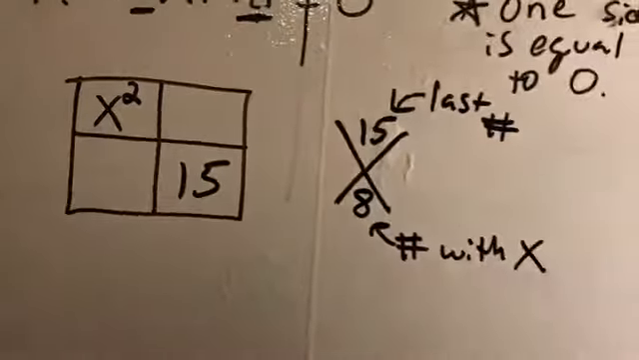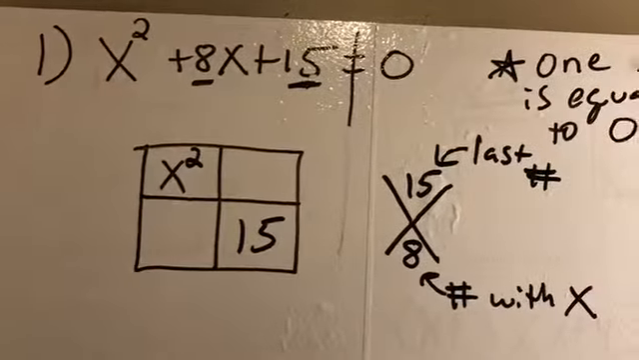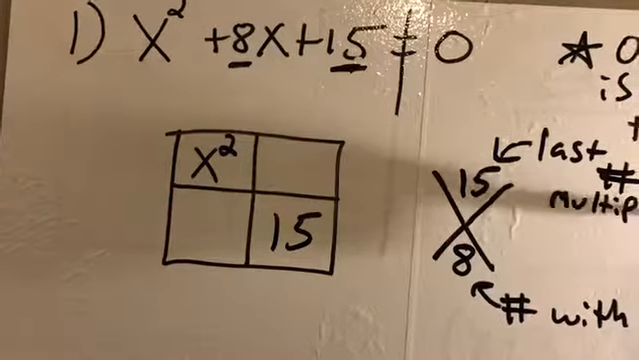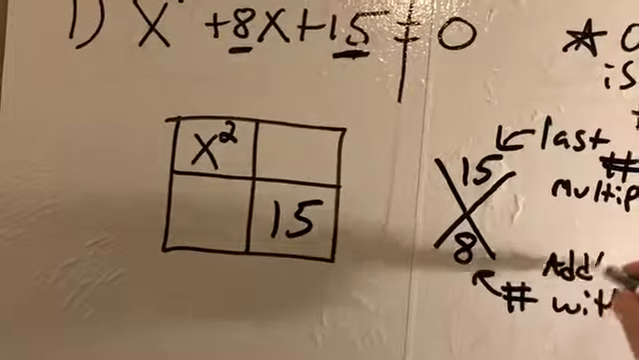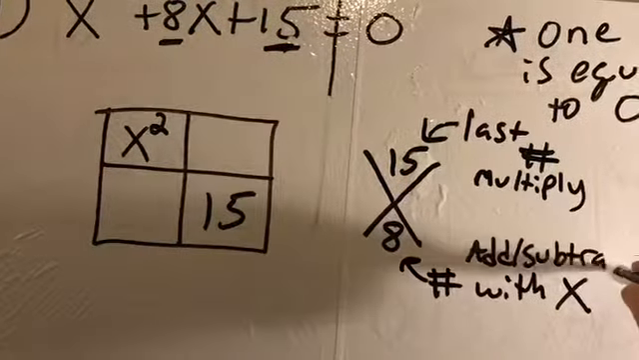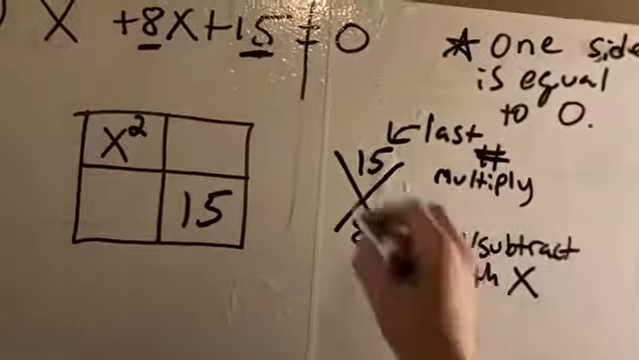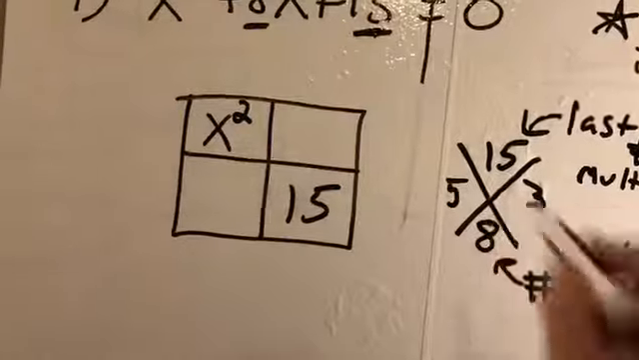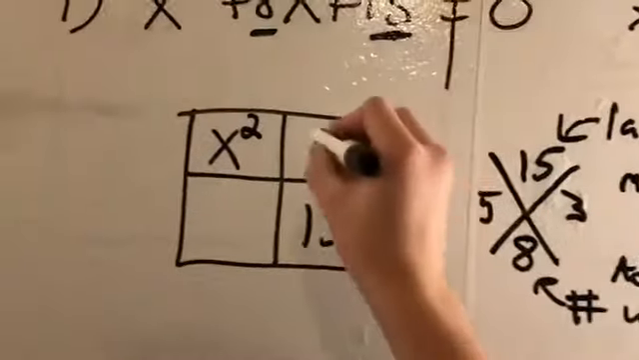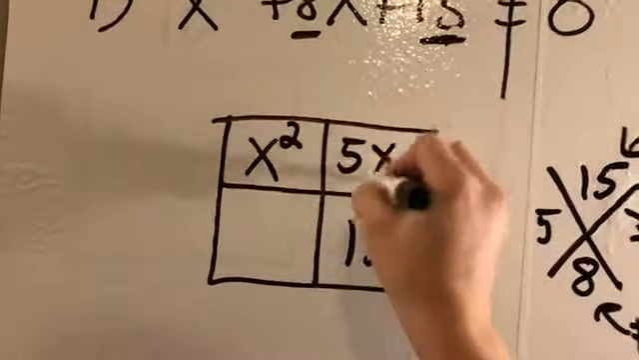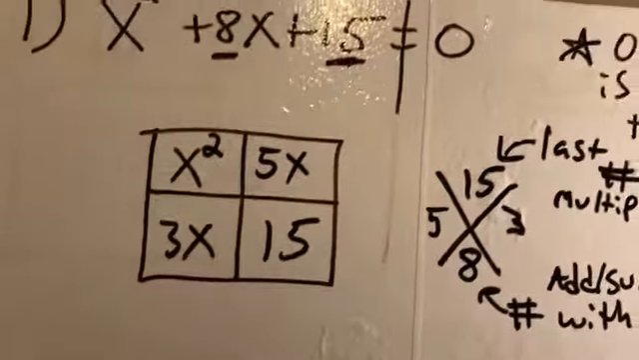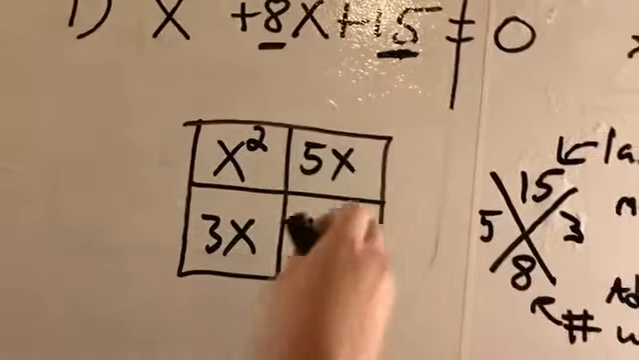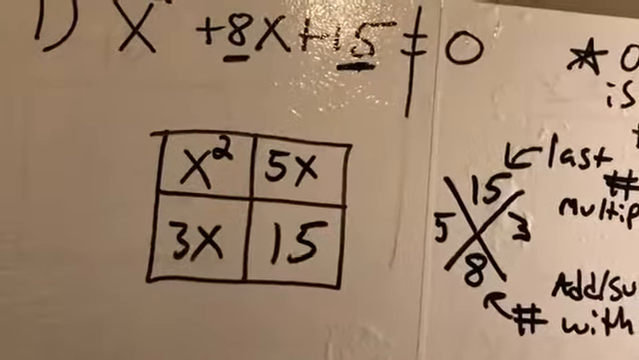If you notice, these are just like the puzzles we were doing to start the year. What will multiply to the top number, to that 15, and what is going to add or subtract to that bottom number? Well, I know 5 times 3 is 15. 5 plus 3 is 8. So I know that this is going to become 5x and 3x. That's where we got that 8x from. 5x plus 3x gave us that 8x. So now we're starting to continue to work backwards. Now we split it up.